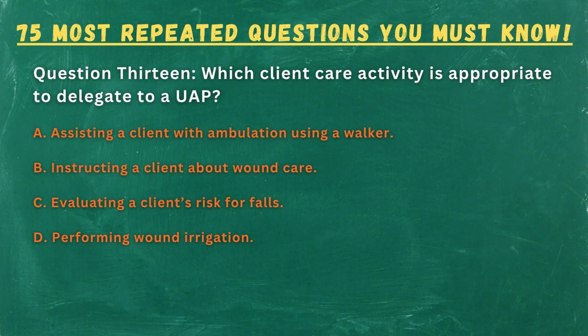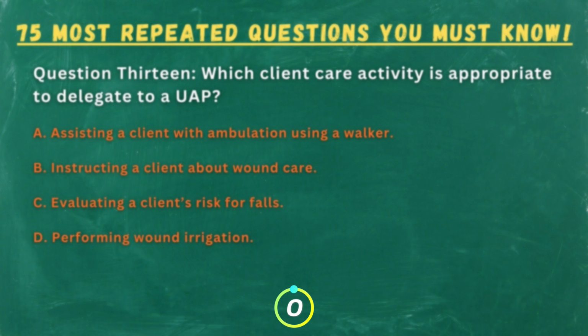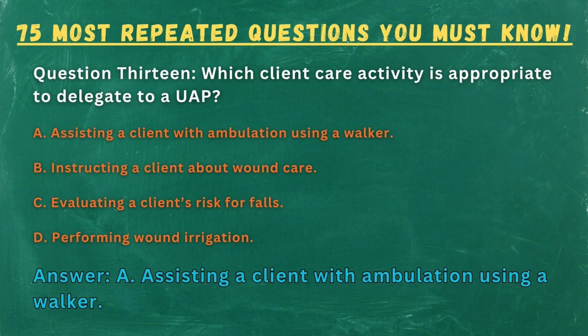Question 13. Which client care activity is appropriate to delegate to a UAP? A. Assisting a client with ambulation using a walker. B. Instructing a client about wound care. C. Evaluating a client's risk for falls. D. Performing wound irrigation. Answer. A. Assisting a client with ambulation using a walker.